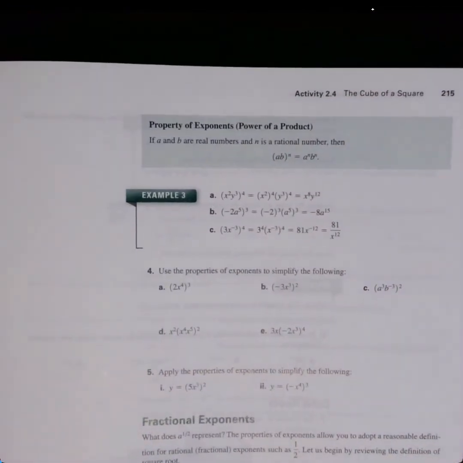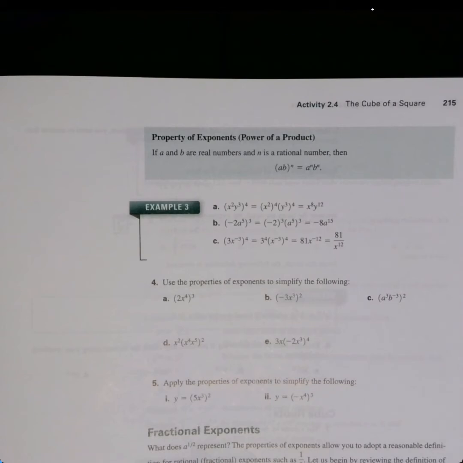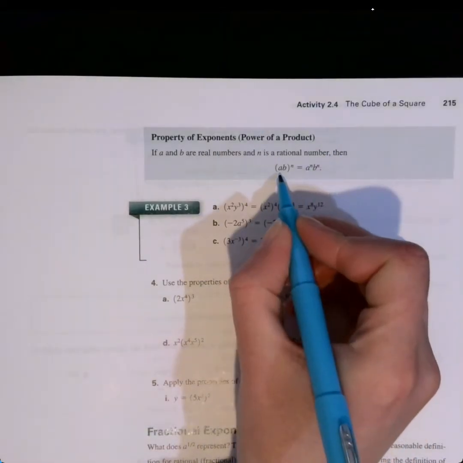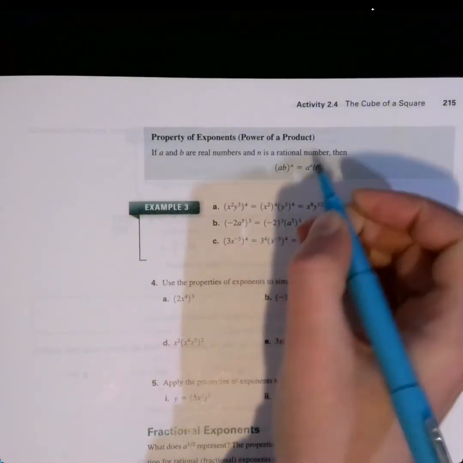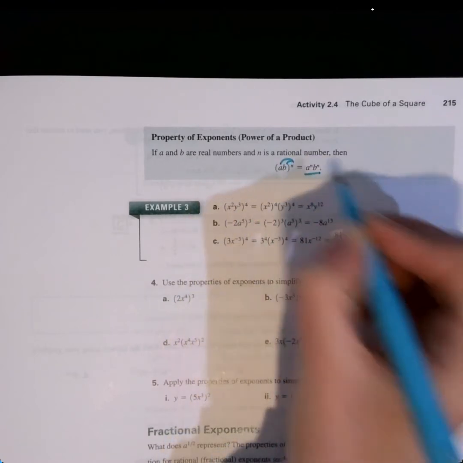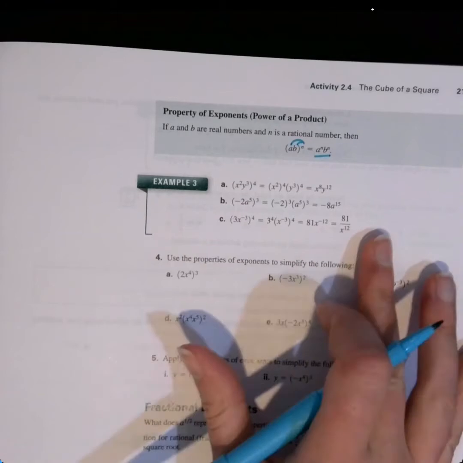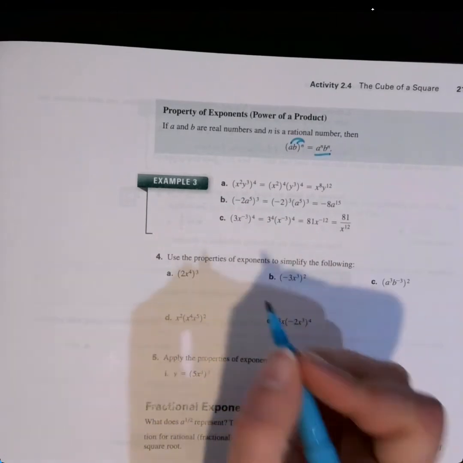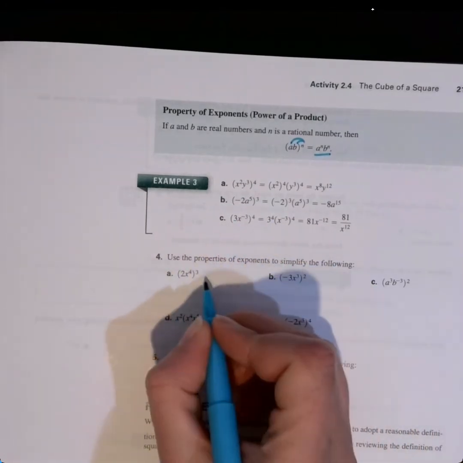There were some examples at the bottom trying to lead us to this next property, that if you have a times b to the n, the power on a product distributes, and you end up with a to the n times b to the n. And there's a couple of examples of it here. We'll use this property for number 4.